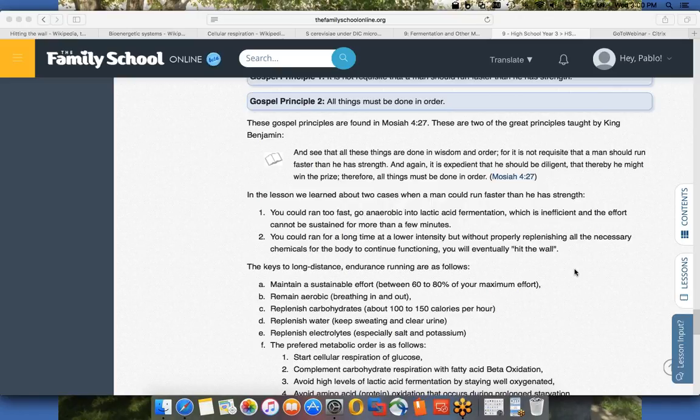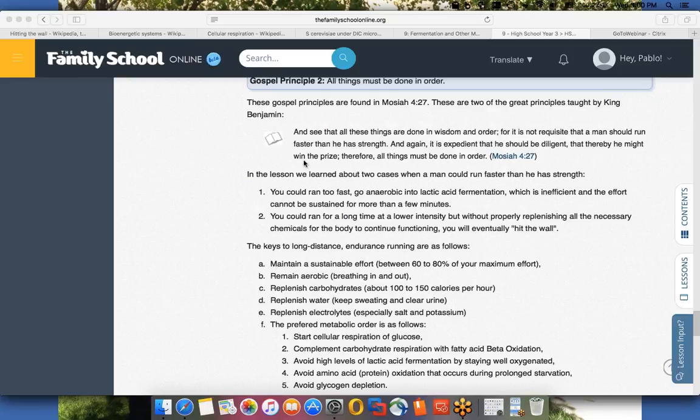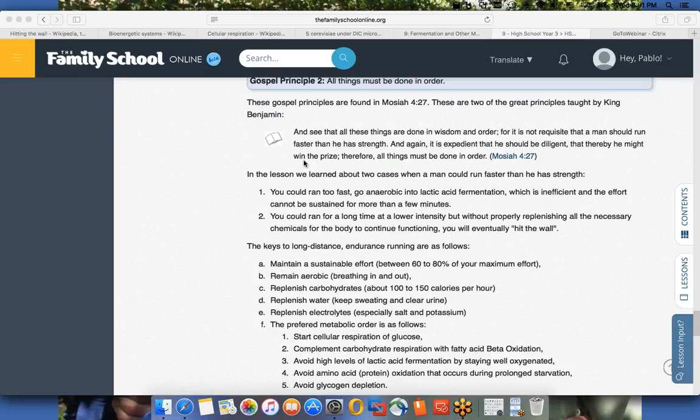It says in Mosiah chapter 4, verse 27: And see that all these things are done in wisdom and order, for it is not requisite that a man should run faster than his strength. And again, it is expedient that he should be diligent, that thereby he might win the prize; therefore all things must be done in order. So don't do things out of order, because otherwise you won't win the prize. That's right. Very, very important.